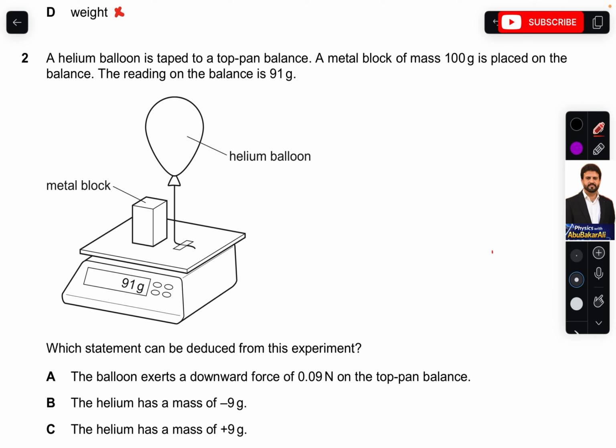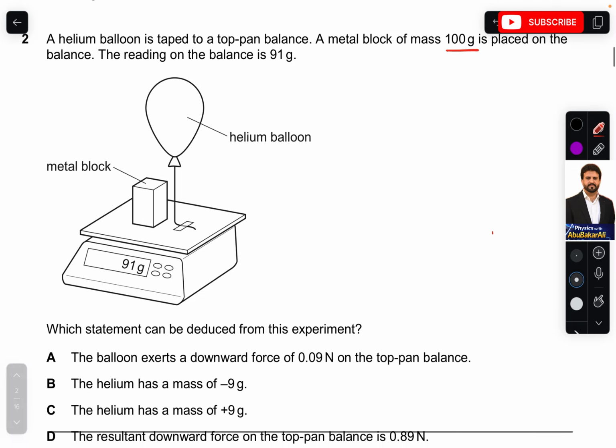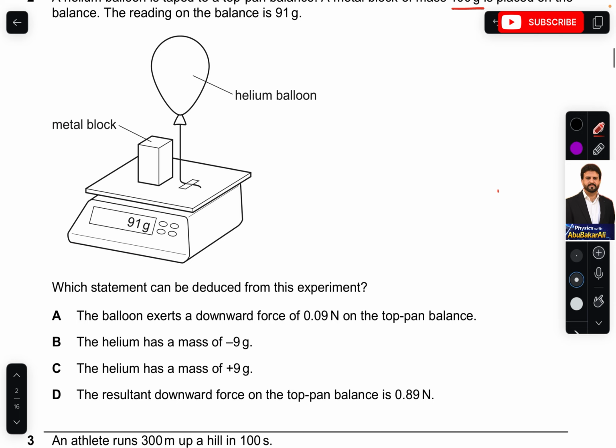The next part: a helium balloon is taped to a top pan balance, and a metal block of mass 100 grams is placed on the balance. The reading is 91 grams. Which statement can be deduced from this experiment? The block is 100 grams, but the reading is not 100. It should be 100 if this block is 100. Why is it not 100? Because this balloon is cancelling the effect of the block.